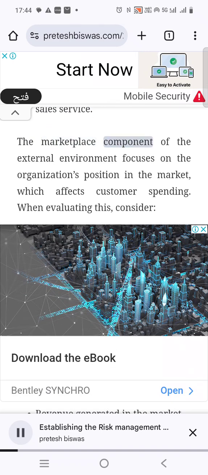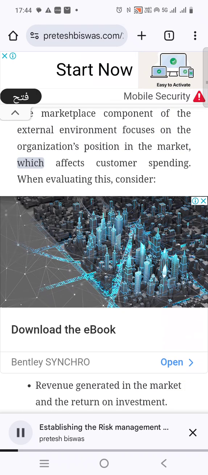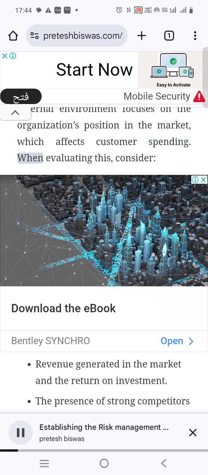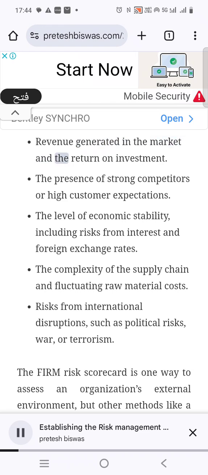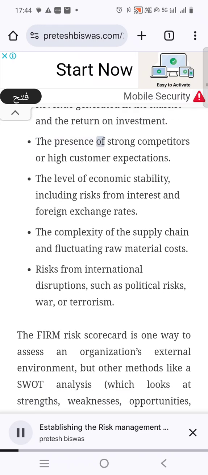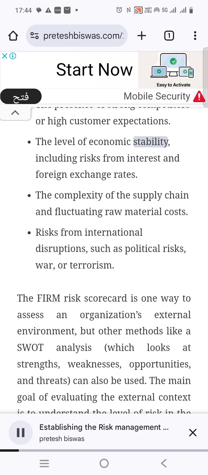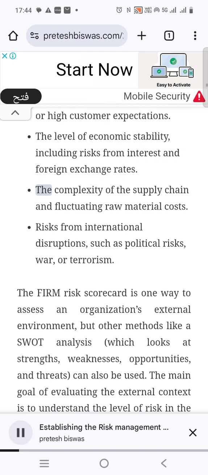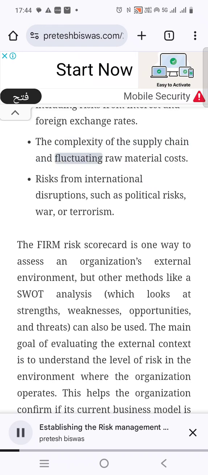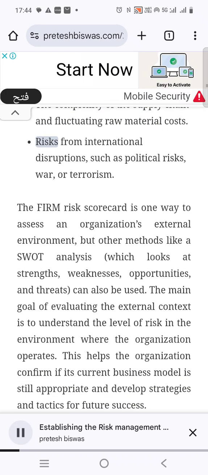The marketplace component of the external environment focuses on the organization's position in the market, which affects customer spending. When evaluating this, consider revenue generated in the market and the return on investment. The presence of strong competitors or high customer expectations. The level of economic stability, including risks from interest and foreign exchange rates. The complexity of the supply chain and fluctuating raw material costs. Risks from international disruptions, such as political risks, war, or terrorism.